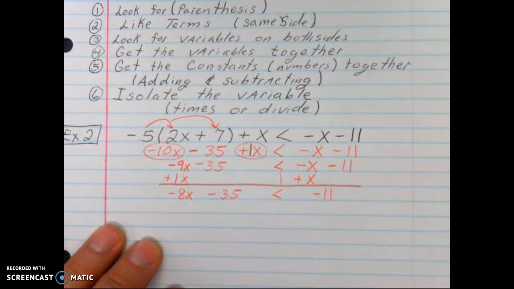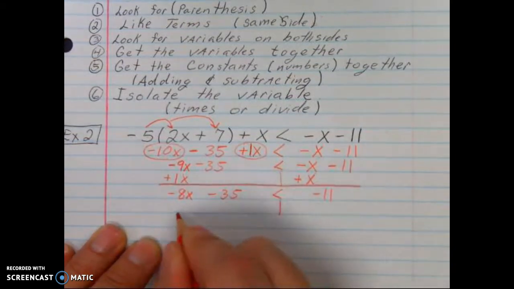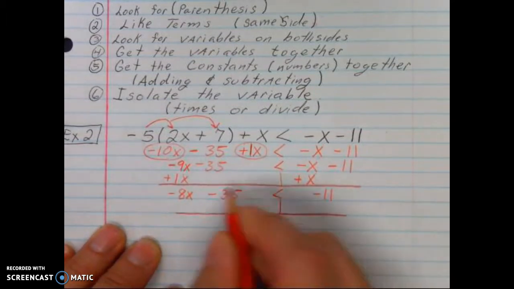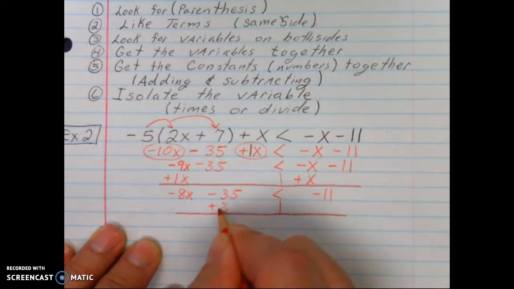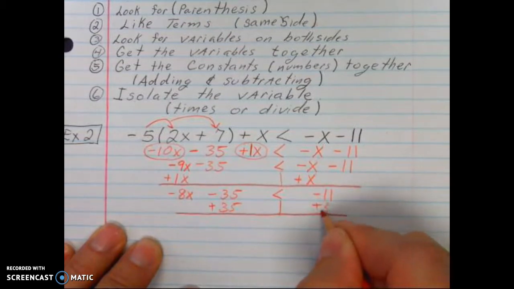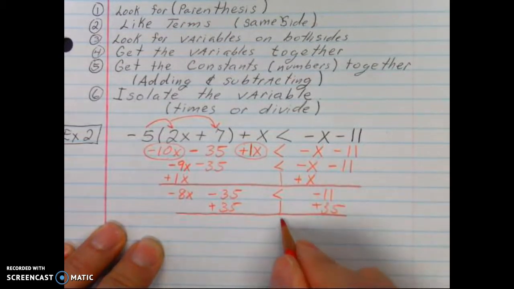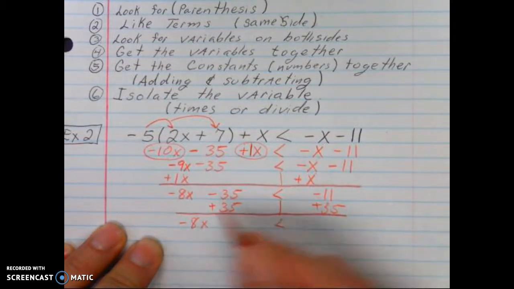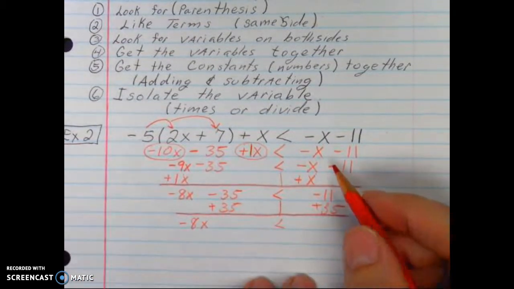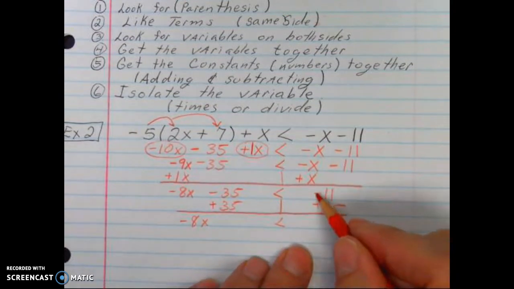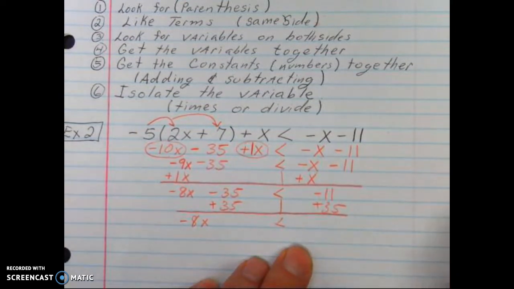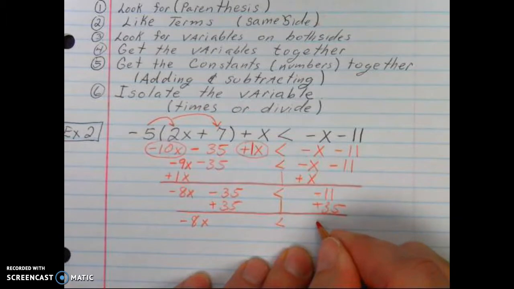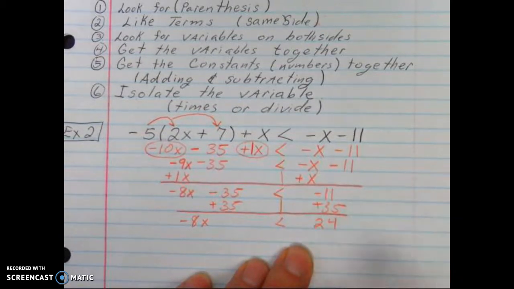This is now a two-step equation. We get the constants or the plain numbers together. So I'm going to get rid of the 35 by going plus 35, plus 35. I'm going to drop down my inequality sign, the negative 8x. And this becomes, type in negative 11 plus 35 gives you a positive 24.